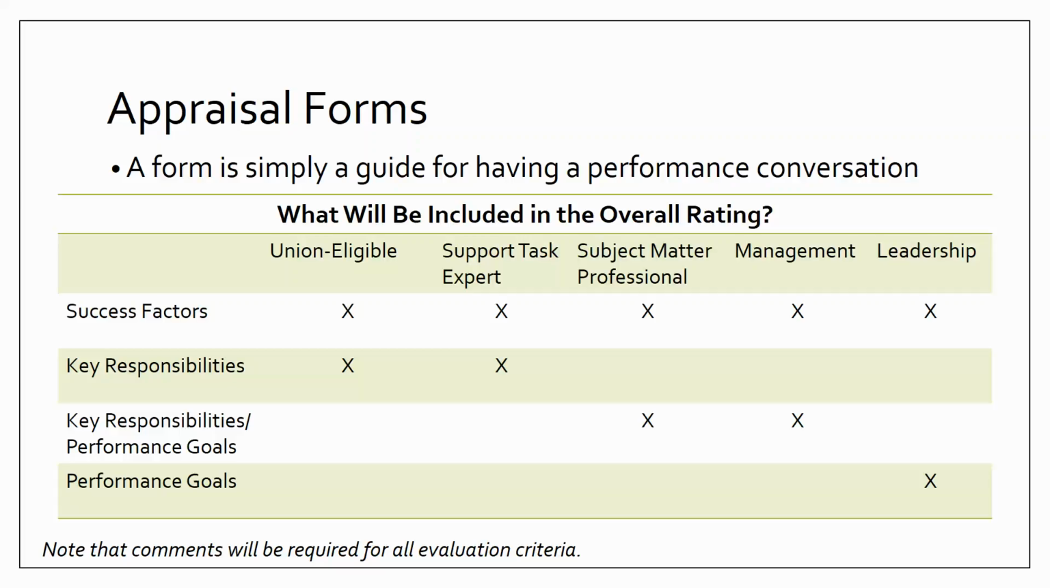If you're a union-eligible employee, your evaluation criteria will also include key responsibilities that will be pre-filled. Support task experts' evaluation criteria will include fill-in-the-blank key responsibilities. Subject matter professionals and management's criteria will include key responsibilities/performance goals. And finally, leadership's will include performance goals. Note that comments will be required for all evaluation criteria.